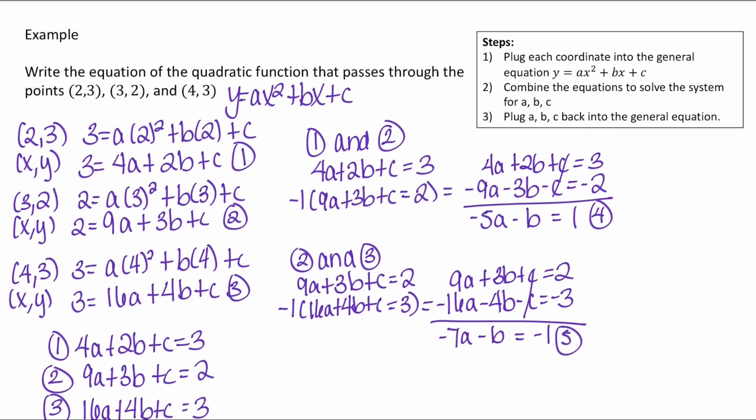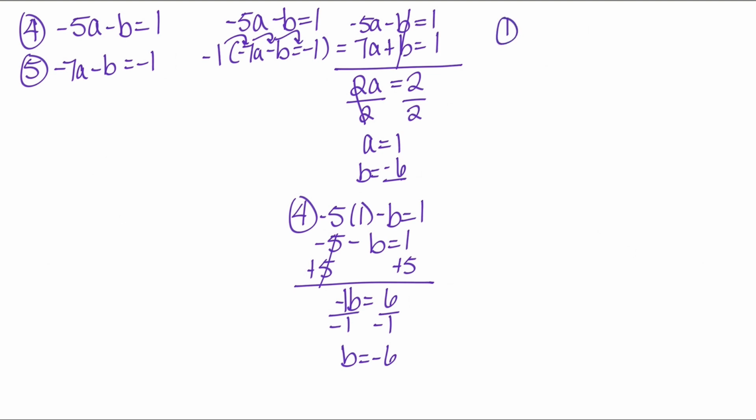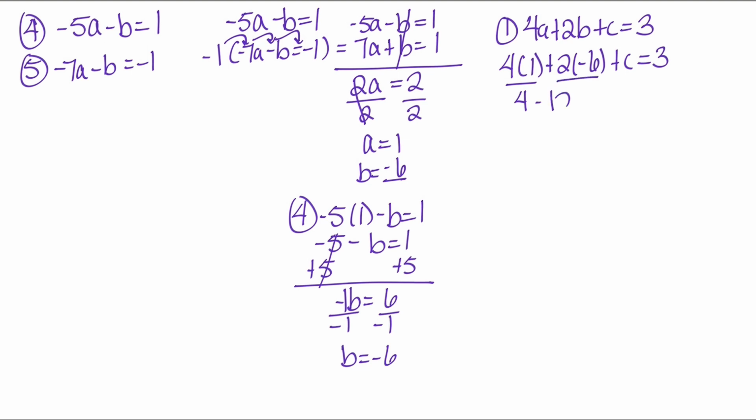So I'm going to use equation 1, which was 4a plus 2b plus c equals 3. And I'm going to plug in all these numbers that I have. So I have 4 times 1 for a plus 2 times b, which is negative 6, plus c, and that equals 3. So now I need to simplify this. 4 times 1 gives me 4. 2 times negative 6 is going to be minus 12, and then I have plus c equals 3. 4 minus 12 is negative 8. Negative 8 plus c equals 3.